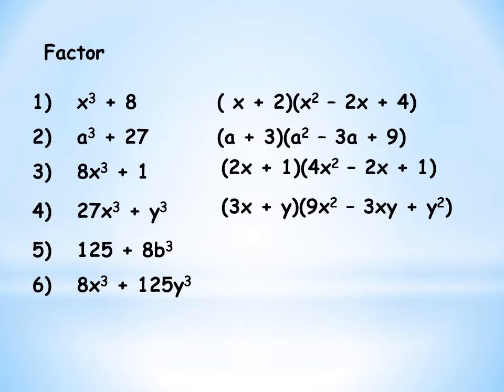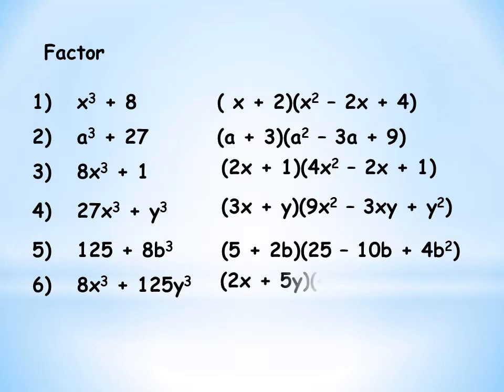3x plus y, 9x squared minus 3x plus y squared. 5 plus 2b, 25 minus 10b plus 4b squared. Now, if you prefer to flip this around and call number 5 8b cubed plus 125, you can see that it's going to come out the same way. It's just going to be in the reverse order. And number 6, 2x plus 5y, 4x squared minus 10xy plus 25y squared.